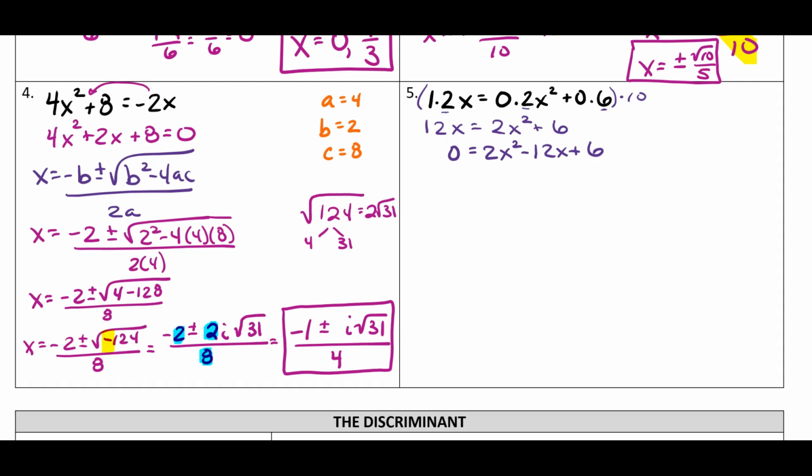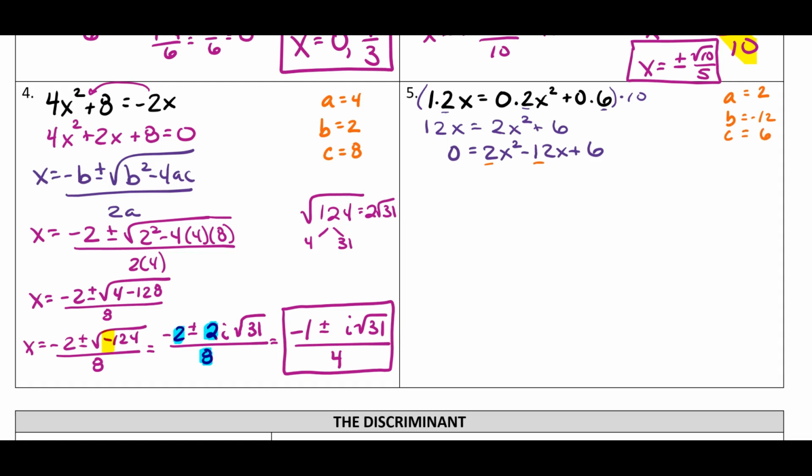And whether it's 0 equals or if it equals 0, it doesn't matter, okay? They're still in standard form, and we can still easily find our a's, b's, and our c's. So our a in this case would be 2, it's in front of the x squared. Our b would be negative 12, it's in front of the x. And our c is our constant, which is 6.